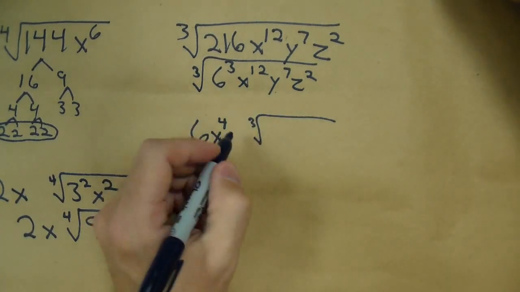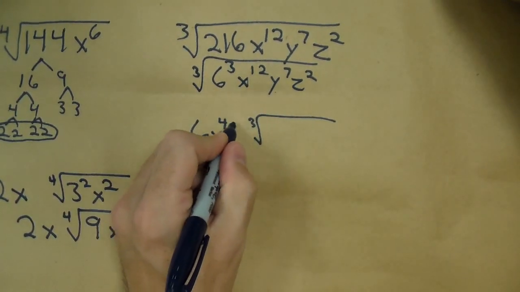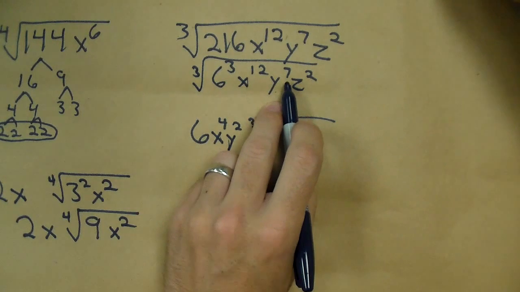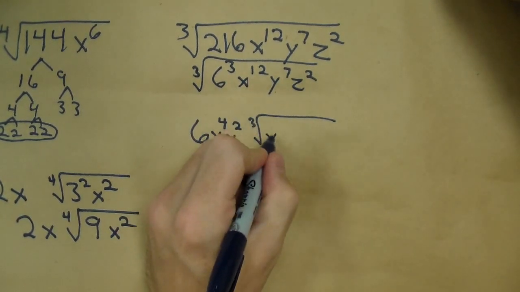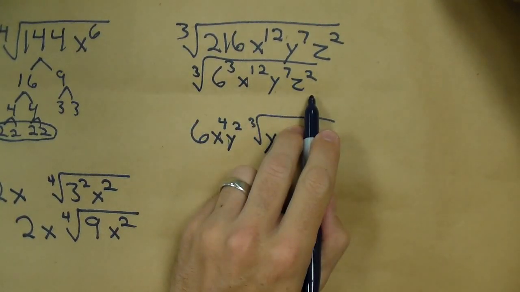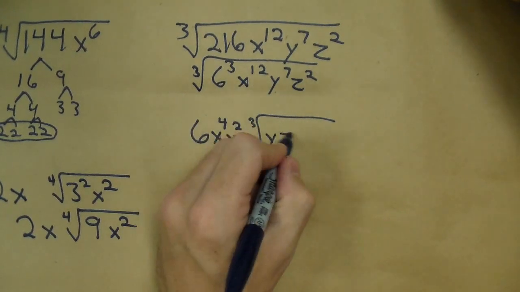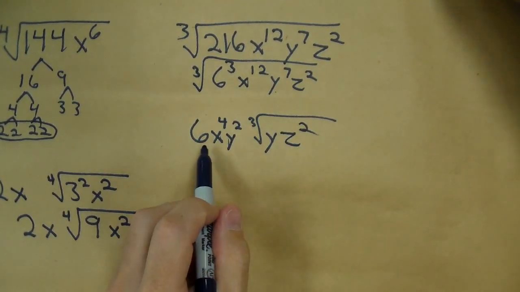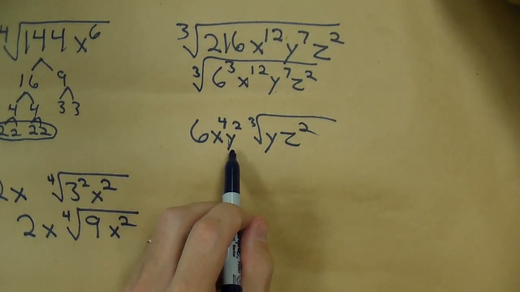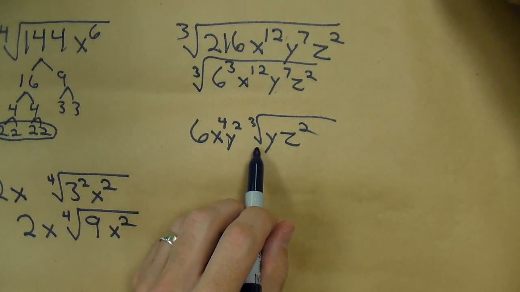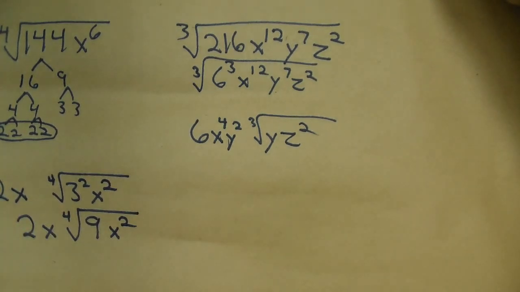Y to the 7th, I have 2 sets of 3, so y squared comes out. But that's only 6, so I have 1 left. Y stays inside. Z squared, I don't have a set of 3, so it stays as it is. So I get 6x to the 4th y squared times the cube root of yz squared.